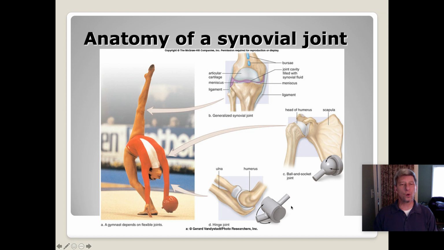Okay, so let's talk about the synovial joints more specifically, because these are the ones that we really think about when we're talking about the joints in a skeleton. And they come in a variety of different types. But a generalized synovial joint is where two long bones come together.